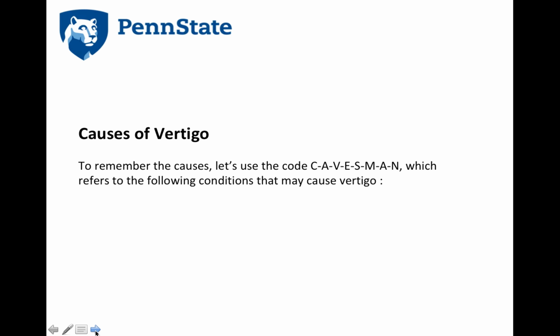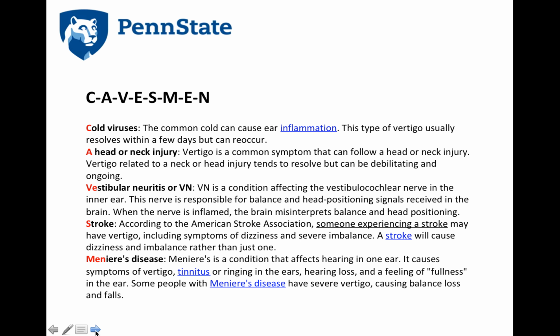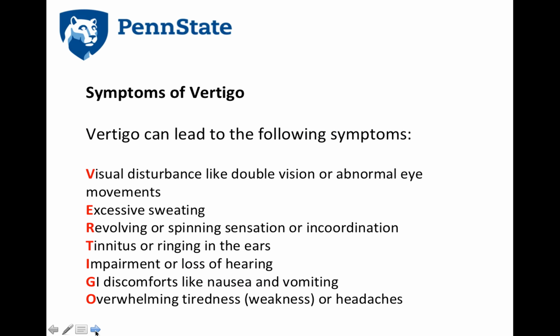So to remember the causes, let's use the code Cavesman, which refers to the following conditions that may cause vertigo. Cavesman refers to cold viruses, a head or neck injury, vestibular neuritis, or inflammation of the vestibular nerve or the eighth cranial nerve, stroke, and Meniere's disease, a medical condition affecting the inner ear characterized by tinnitus.